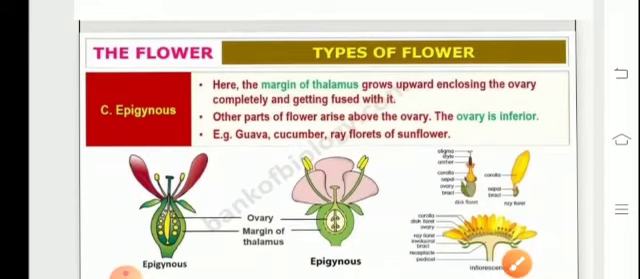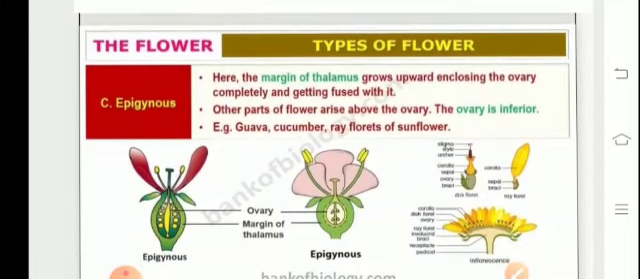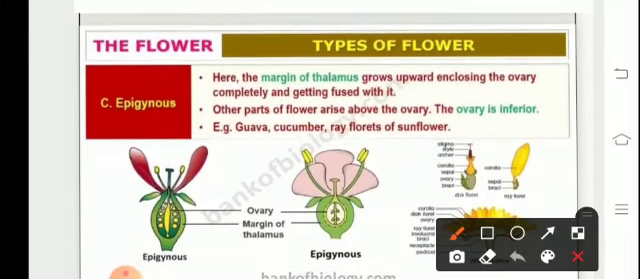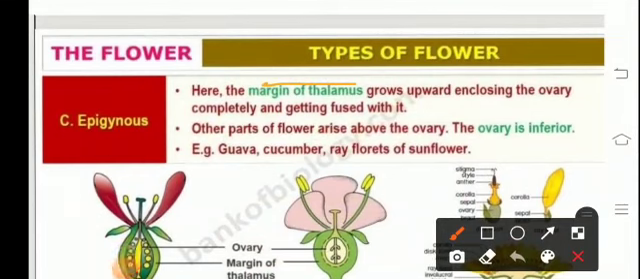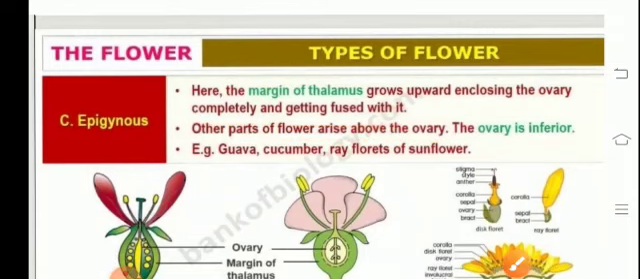Epigynous condition. In this condition, the ovary is inferior. That means the margin of the thalamus grows upward, which encloses the ovary completely and gets fused with it. So the other floral whorls of the flower arise above the ovary, and therefore the ovary is inferior in this condition. Examples: guava, cucumber, ray florets of sunflower, to name a few.